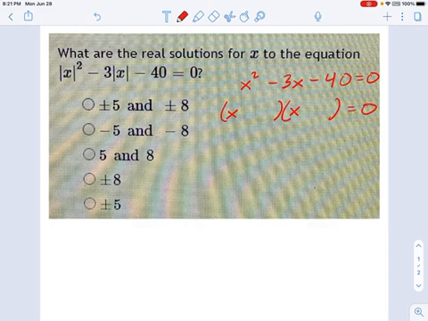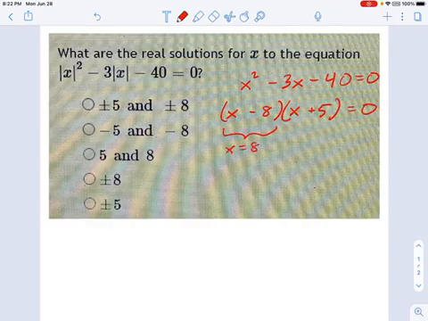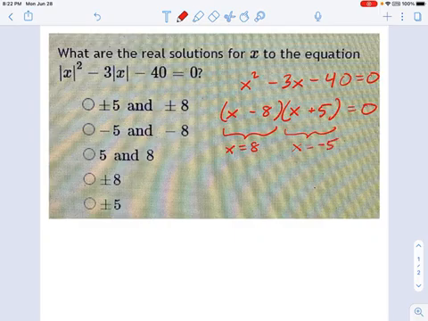You need two numbers that multiply to negative 40, but they add up to negative 3. And that's going to be negative 8 and positive 5. They multiply to negative 40, but they add up to negative 3. So you would take this equation and say, okay, well, this parentheses means x equals 8, and this parentheses means x equals negative 5. And we could go into more depth on that, but I think that's review for most people.